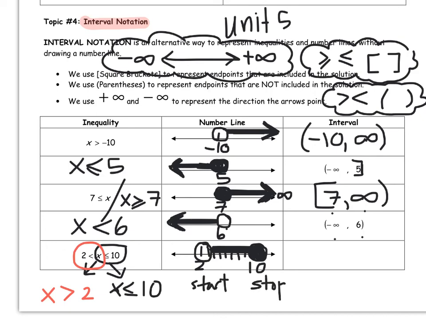And so when I do the interval, I have my starting value and stopping value. I'm starting at 2, stopping at 10. 2 is an open circle, so I'm going to use a parenthesis. 10 is a closed circle, so I'm going to use a bracket.